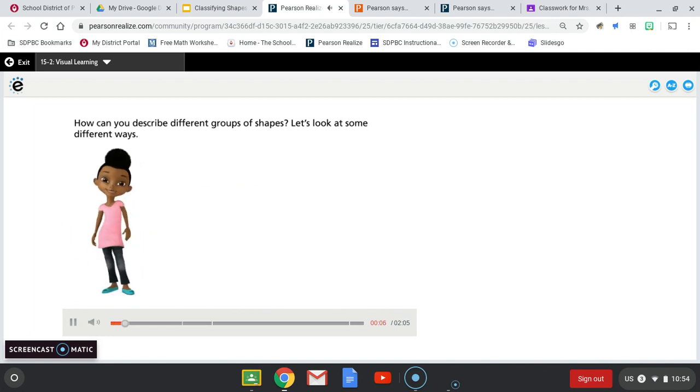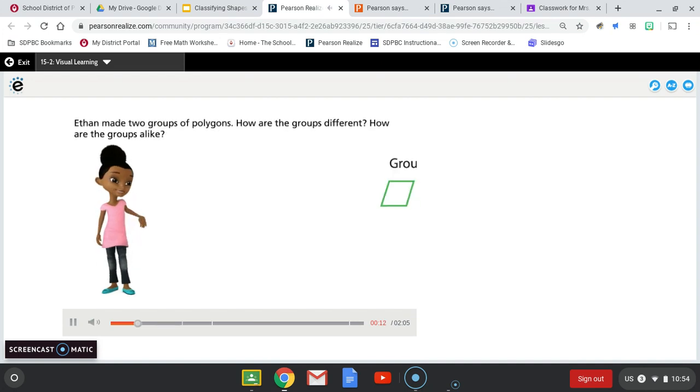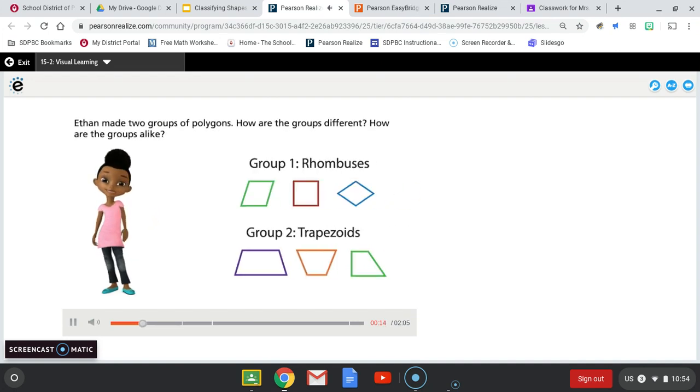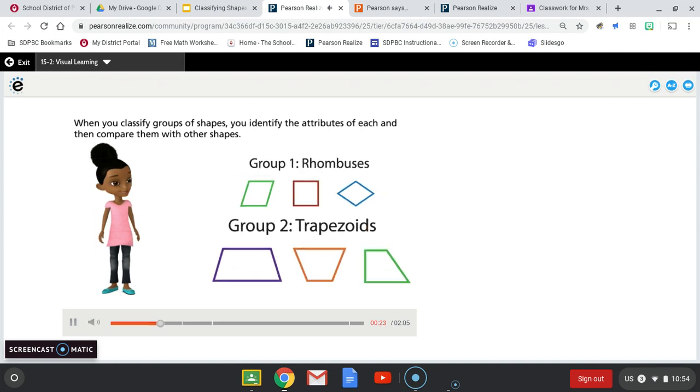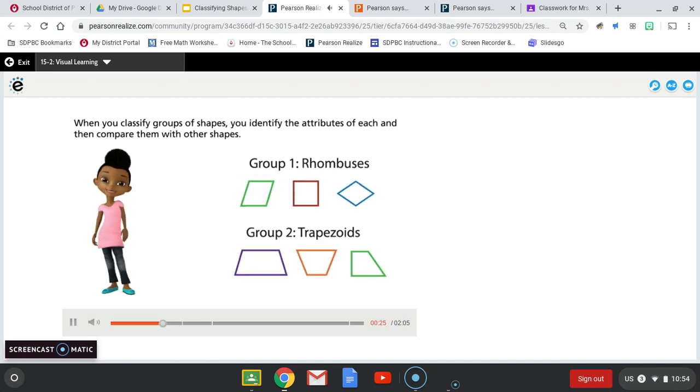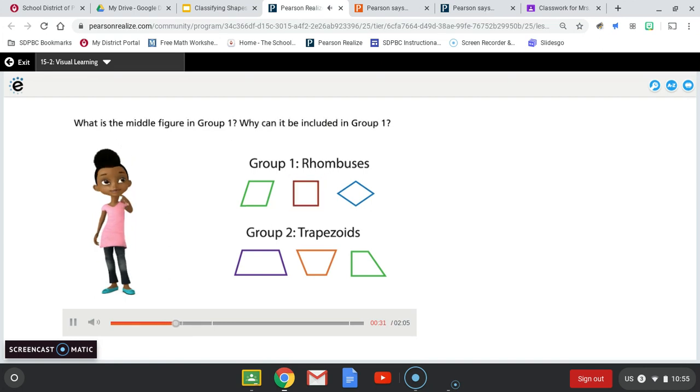How can you describe different groups of shapes? Let's look at some different ways. Ethan made two groups of polygons. How are the groups different? How are the groups alike? When you classify groups of shapes, you identify the attributes of each and then compare them with other shapes. What is the middle figure in Group 1? Why can it be included in Group 1?